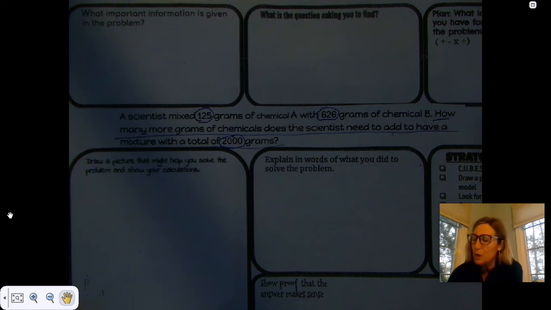Box any action words. So let's look and see. The scientist mixed 125 grams of chemicals with 626 grams of chemicals. Okay, nothing there that tells me other than mixed.